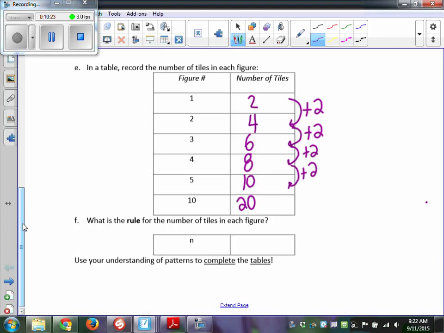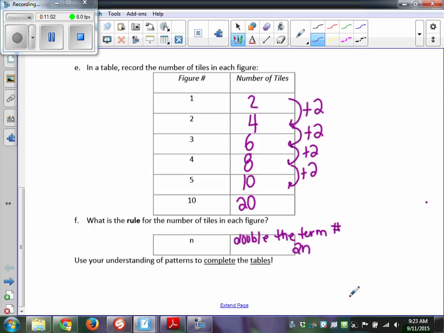So that would be using a recursive sentence. So if we had the term before, add to. Okay, what about if we wanted to use an explicit sentence? How could we use the term number or the figure number to figure it out? Yeah, so we would double the term number, which we could represent as 2n.